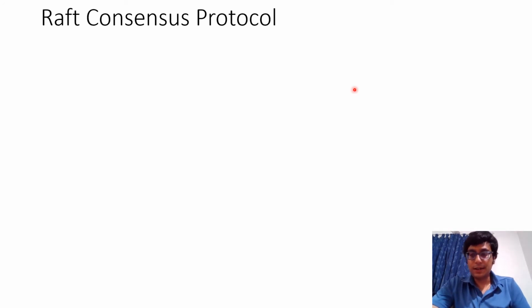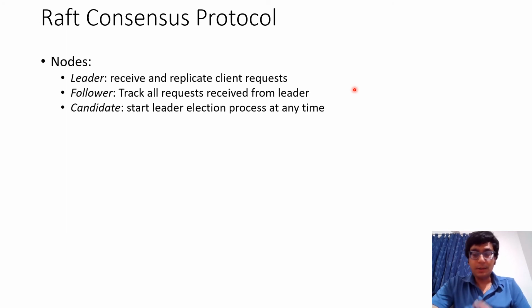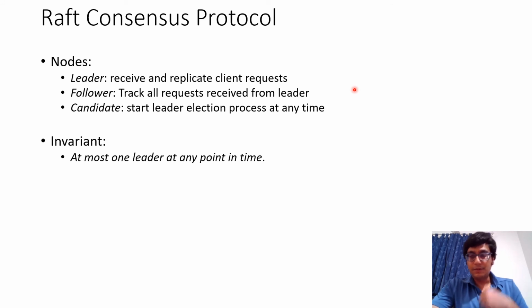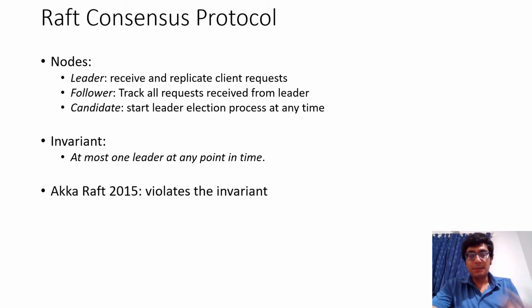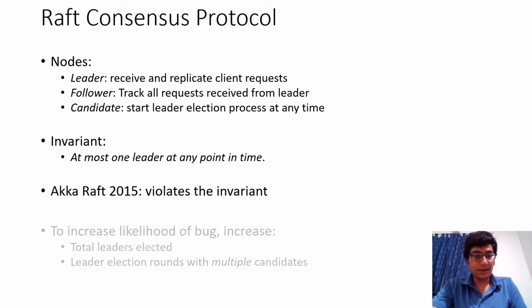Let's now look at another application. Raft is a consensus protocol where there are a bunch of nodes in one of these three roles. There is a leader which receives and replicates client requests. There is a follower which tracks requests received by a leader. And there are candidates which can start leader election processes. And the invariant that we want to maintain is that there can be at most one leader at any particular point of time. And there is an implementation of Raft in Akka which violates this invariant.